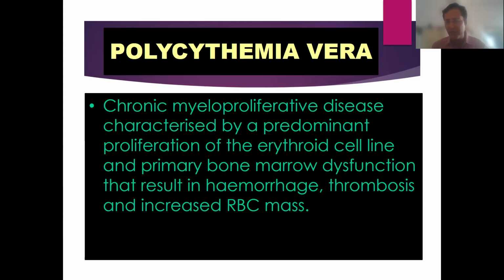Now, what is polycythemia vera? It is a chronic myeloproliferative disease characterized by a prominent proliferation of the erythroid cell line, with primary bone marrow dysfunction that results in hemorrhage, thrombosis, and an increase in RBC mass, known as polycythemia vera.